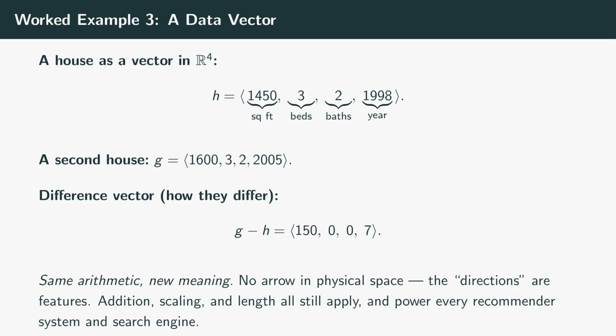Now take a second house: 1600 square feet, 3 beds, 2 baths, built 2005. Subtract the first from the second, exactly as we subtract any vectors, component-wise, and you get the vector <150, 0, 0, 7>. That difference vector says the second house is 150 square feet bigger, identical in beds and baths, and 7 years newer. The arithmetic is identical to arrows, but now it's comparing houses. This is the data vector, and adding, scaling, and measuring distance between such vectors is the engine inside every recommender, every search engine, every machine learning model.